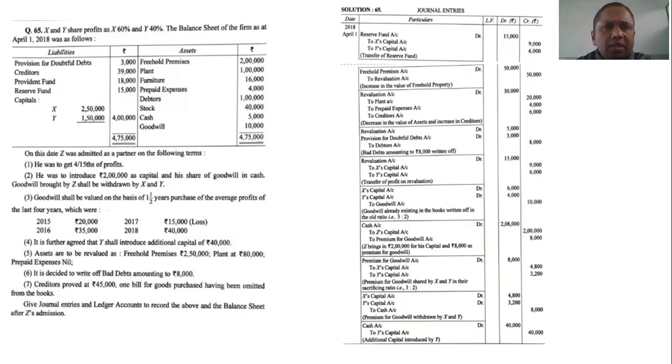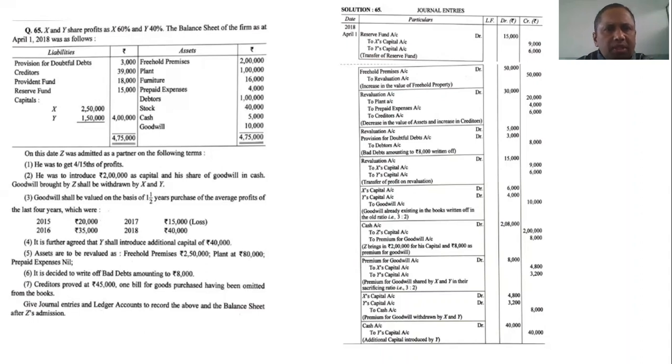The first point is the reserve fund. The reserve fund is 15,000, already shown as a provision for reserve in the balance sheet. This can be transferred to the partners' capital accounts at the credit side. So the journal entry is: Reserve Fund Account debited to X Capital and Y Capital. The 15,000 is distributed between the old partners in the old ratio 3:2, so 9,000 and 6,000.